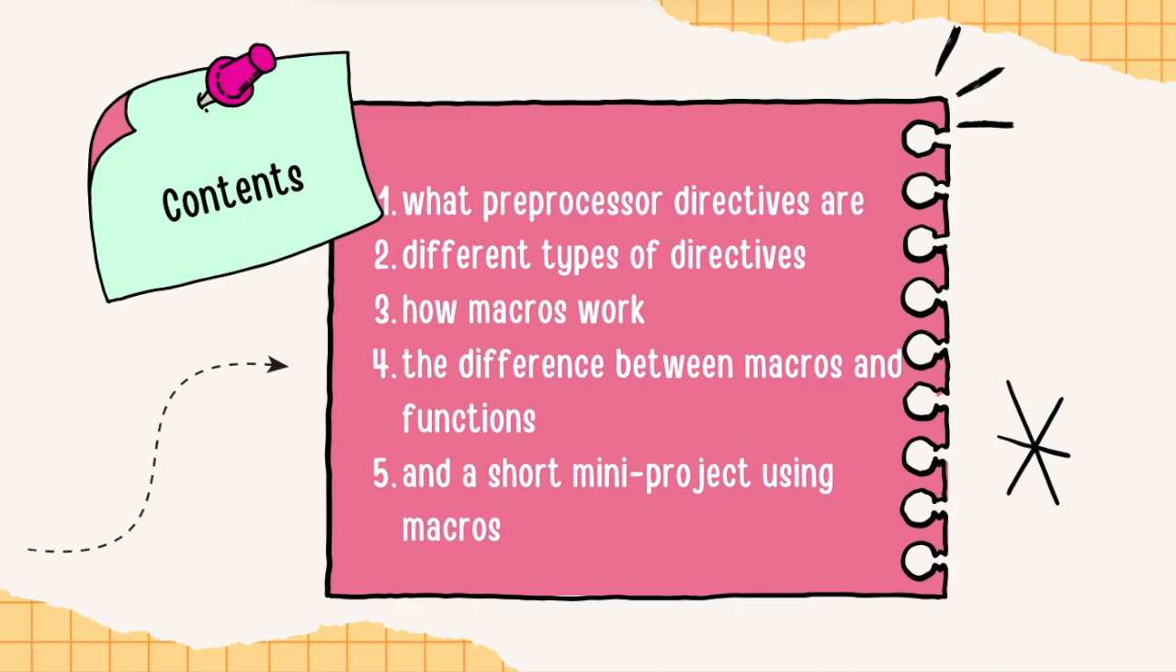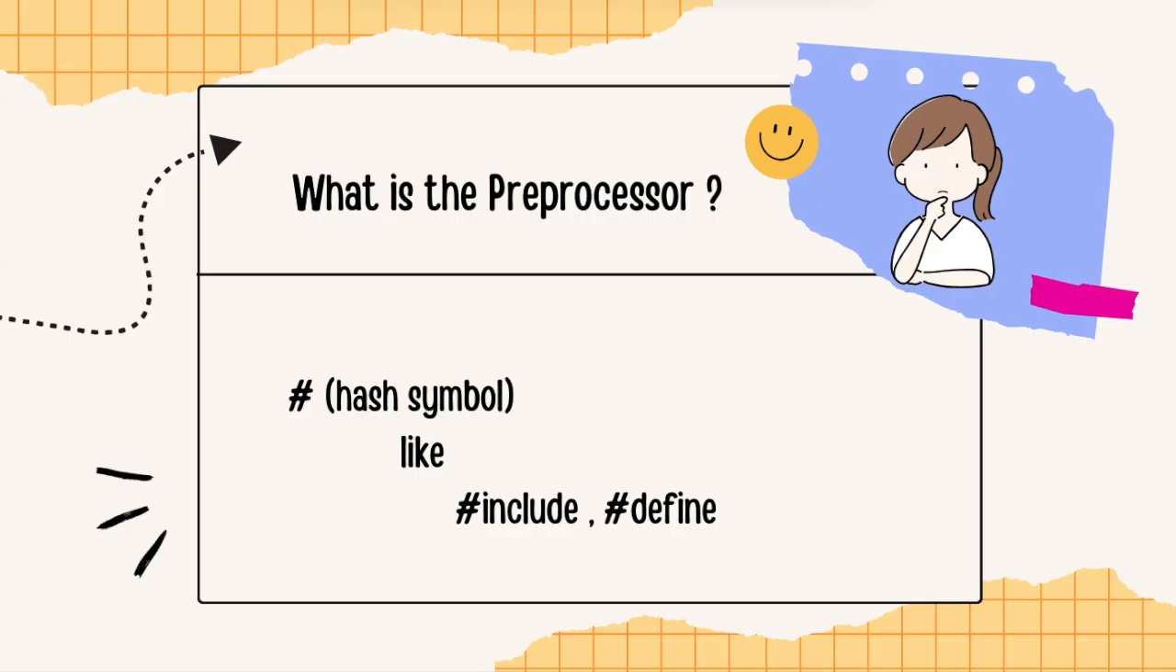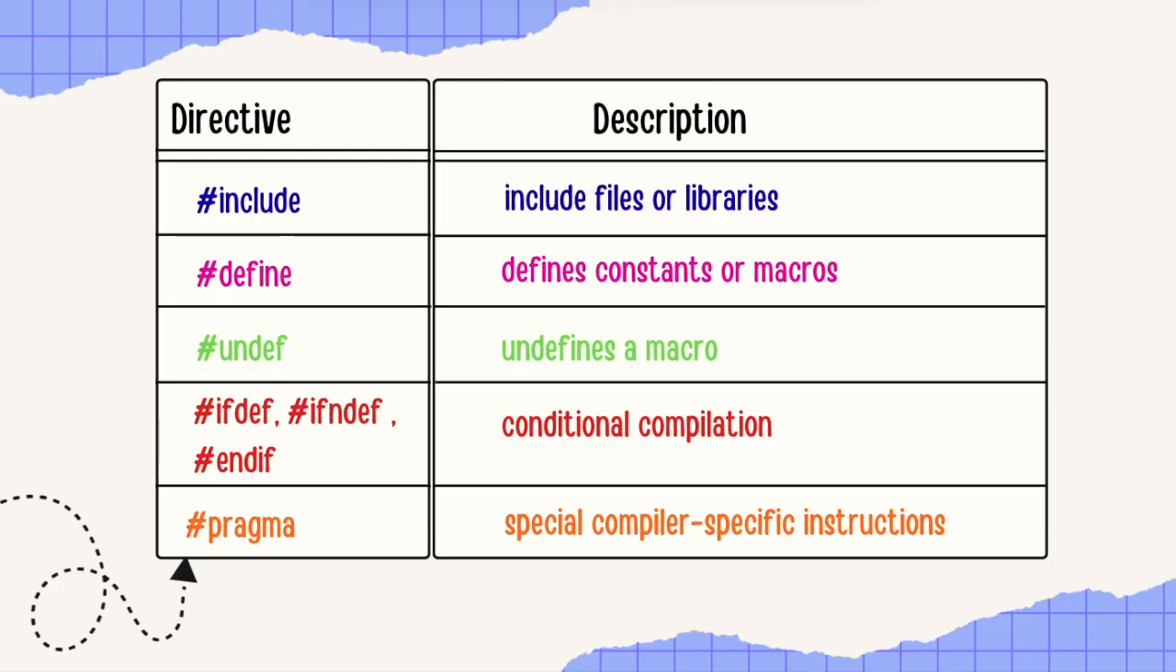So let's begin. Before the compiler even starts compiling your C++ code, it goes through a step called the preprocessing phase. During this phase, the preprocessor looks for special lines in your code that begin with a hash, like #include, #define, and so on. These lines are called preprocessor directives. They are not C++ statements and they don't end with semicolons. These are some commonly used preprocessor directives.